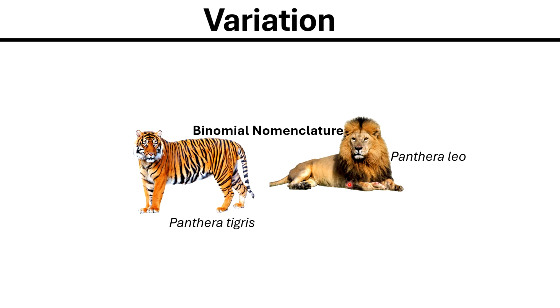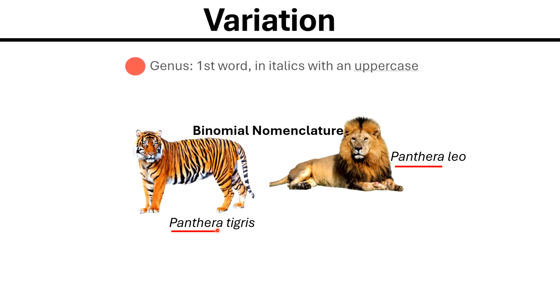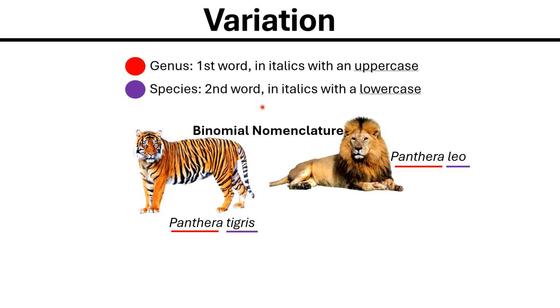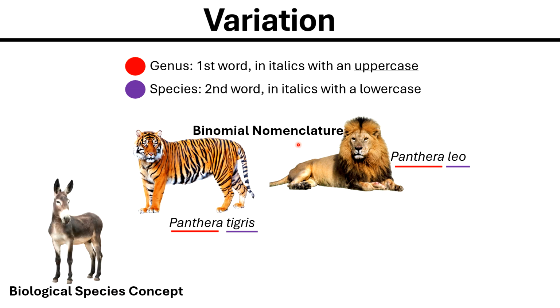Then we have binomial nomenclature, where this time everything will be in italics, and the first word is going to be the genus, which is going to have an uppercase. So we'll see here, there's a capital P at the start of Panthera, and then the second word is the actual species that starts with a lowercase. Now let's have a look at the biological species concept.